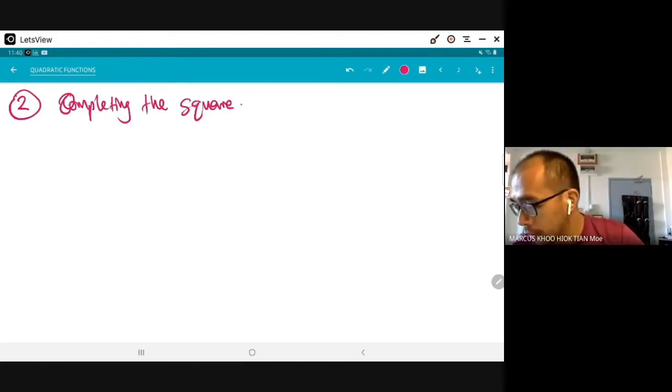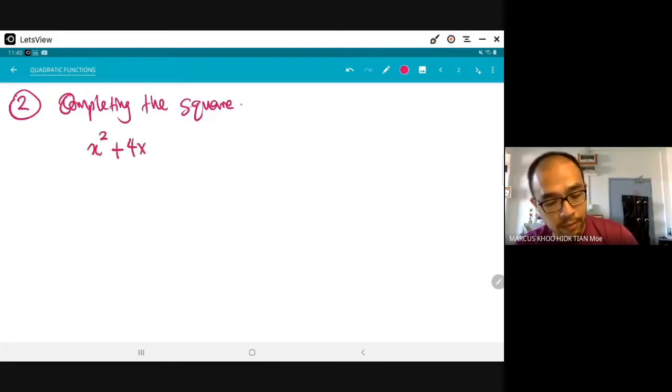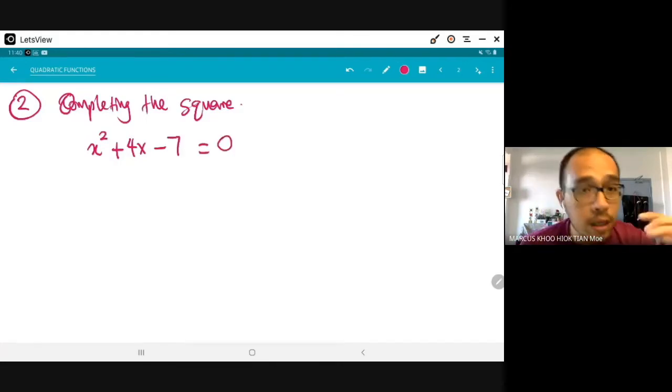I want you to take a look at page 37 in your textbook and see how it is done. So x squared plus 4x minus 7 equals 0. Now, kalau kamu pakai EQN, you will get the same answer. But saya tidak mau ajar kamu pakai EQN sentiasa, because sometimes you have to know how to do completing the square. Ada kalanya soalan yang kamu tidak boleh pakai EQN, and you will not be given full marks. So you must pay attention to the steps.